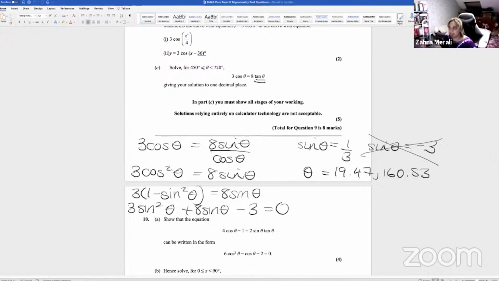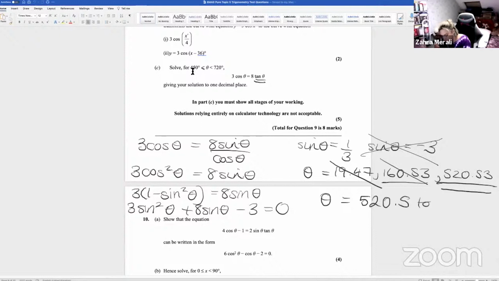We can just keep adding and subtracting 360 until we get something in the range. So I'm going to add 360 to, just because it's still in my calculator, this one, and I get 520.53. If I take 19.47 and I add 360, I only get 379, so I don't make it to the 450. So I've just got one solution. And they want it to one decimal place. So theta equals 520.5 to 1 dp.